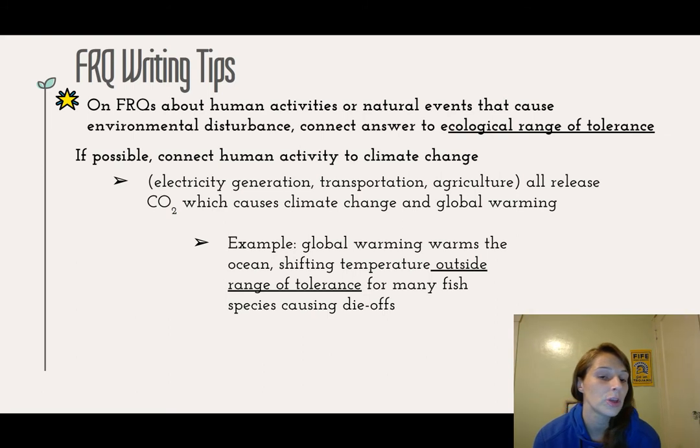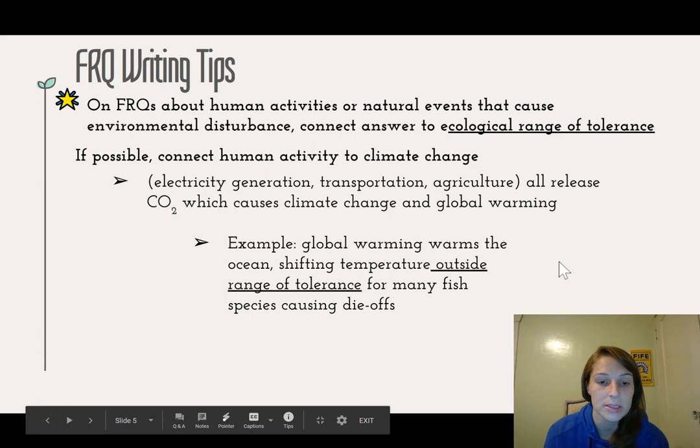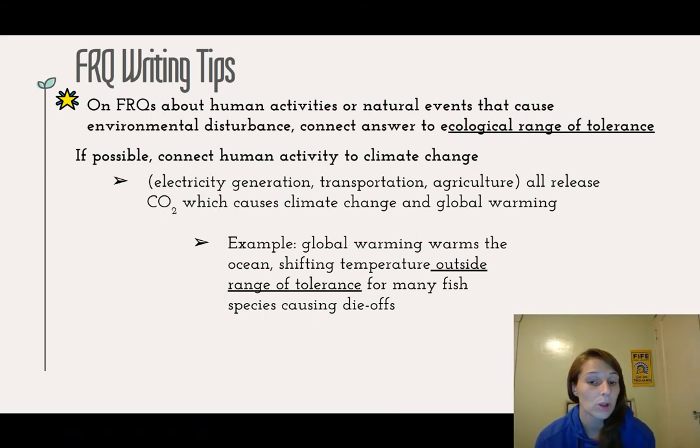So for example, human activities such as electricity generation, transportation, and agriculture all release carbon dioxide, which causes climate change and global warming. Now, the way that you would connect this to the ecological range of tolerance would be, for example, global warming warms the ocean, which shifts the temperature outside the range of tolerance for many fish species, causing die-offs. So this is how human activity can be tied to changes that then relate to the ecological range of tolerance.